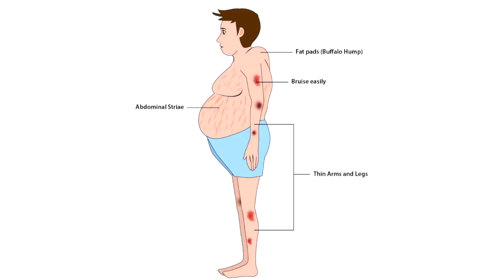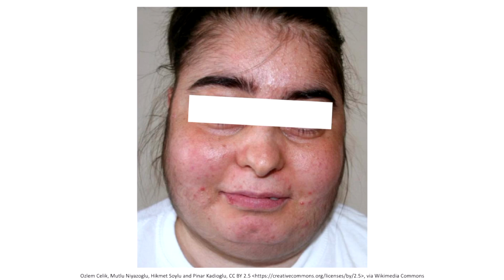Here's a graphical illustration of what patients with Cushing syndrome may look like on physical examination. In question stems, examiners will often describe the presence of fat pads, multiple bruises, abdominal striae, and thin arms and/or legs. Here's an image of a person with Cushing syndrome that depicts the characteristic moon facies.